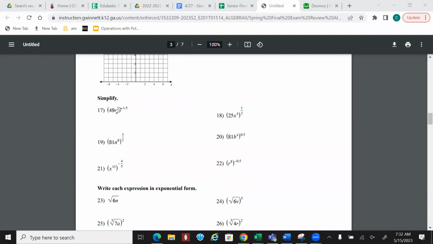Okay, so on this first one, we have 49r raised to the second power, all raised to the negative 1.5. So if we see a negative in that exponent, we automatically need to think, flip it. Okay, so we got this parentheses around all of it. So we're going to flip all of this. So we're going to put it down at the bottom.